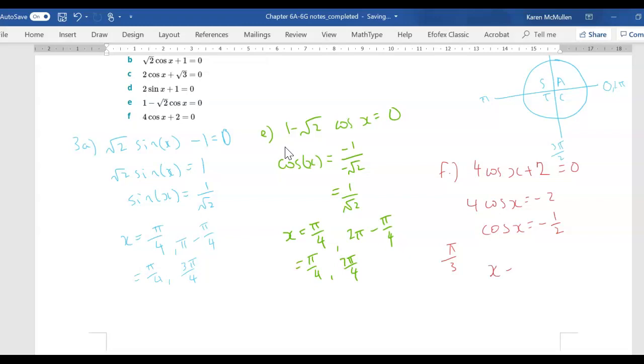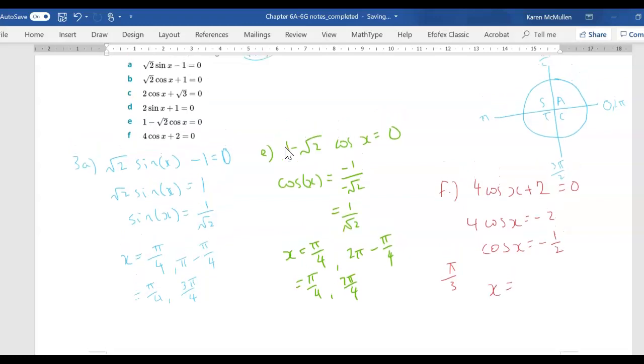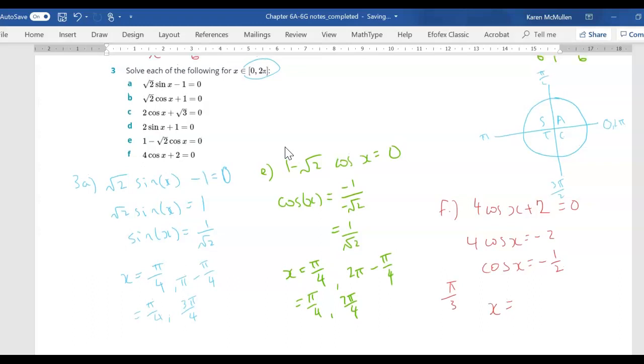All right, so let's have a look at our solutions. The first time cos is negative is in the second quadrant. So it's going to be pi minus pi on 3. And then it's also negative in the third quadrant. So it's going to be pi plus pi on 3. Okay, so 3 pi on 3 minus pi, so 2 pi on 3. And then 4 pi on 3 is your other solution.